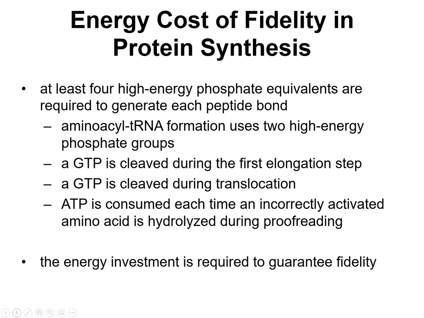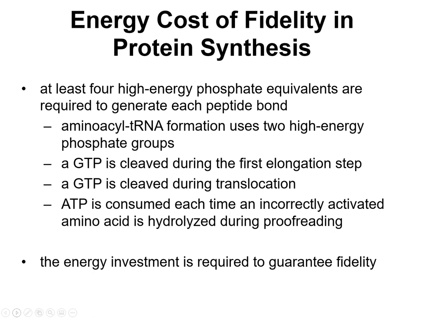So let's talk about the energy cost of protein synthesis and how it contributes to the fidelity of the process. So there's at least 4 high energy phosphate equivalents that are required to generate each peptide bond. Think about that for a second. If you've got even a 50 amino acid protein, 50 times 4 is 200 high energy bonds.